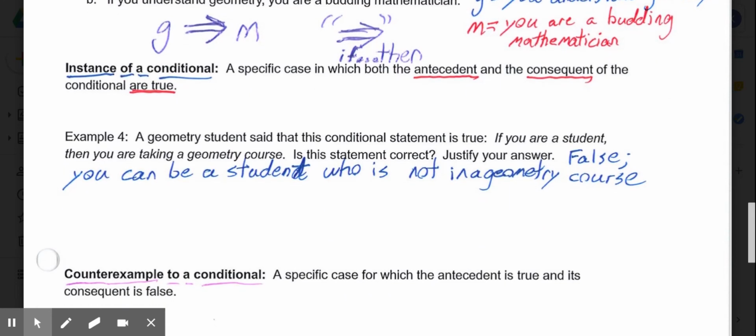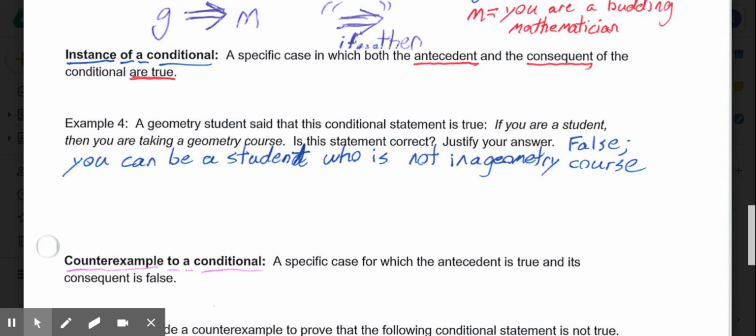And then we have an instance of a conditional. An instance of a conditional is a specific case in which both the antecedent and the consequent of the conditional are true. Now remember at the beginning we said statements individually have to be either true or false, but not both. But because conditional statements are two individual statements, both could be true. And in that case, it is an instance of a conditional.